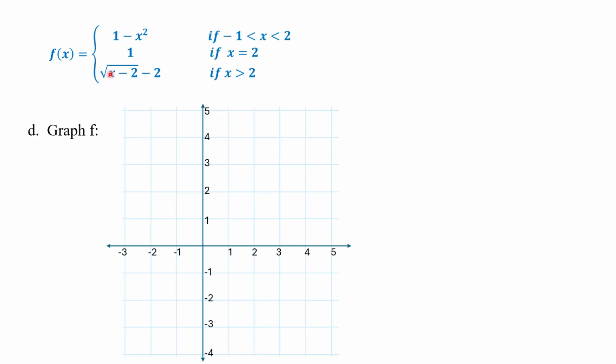Now let us graph this function f. The first equation is the graph of a parabola that opens down. It is opening down because the coefficient of x squared is negative. While for the second equation, when x is equal to 2, y is 1, this is the graph of a point. While the third equation is a square root function, meaning this is a curve.